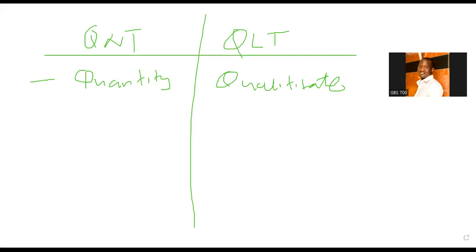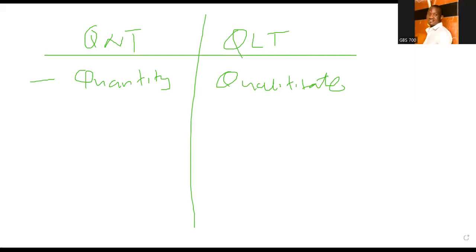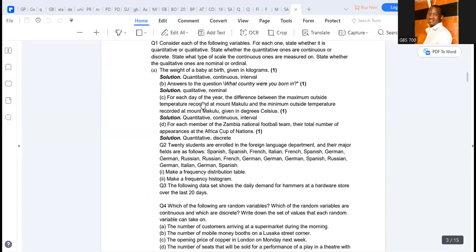All right, so help me answer these other questions from the question bank. Then we go to the descriptives, then we proceed from that angle. All right, there are these questions here. The weight of baby given in kilograms, varied answer, quantitative, continuous, it's an interval. How about the country in which you're born? This is what? Qualitative and nominal.